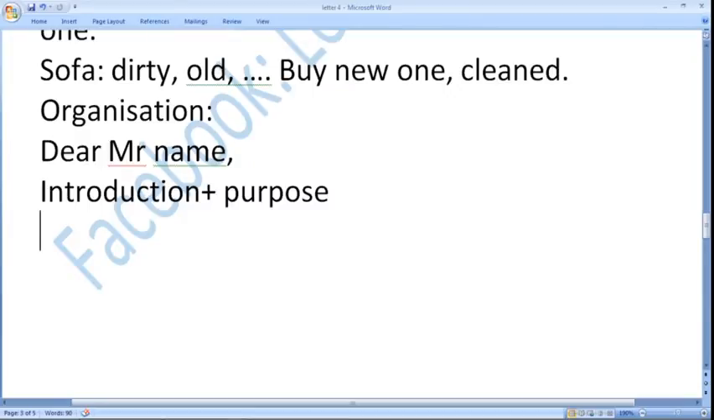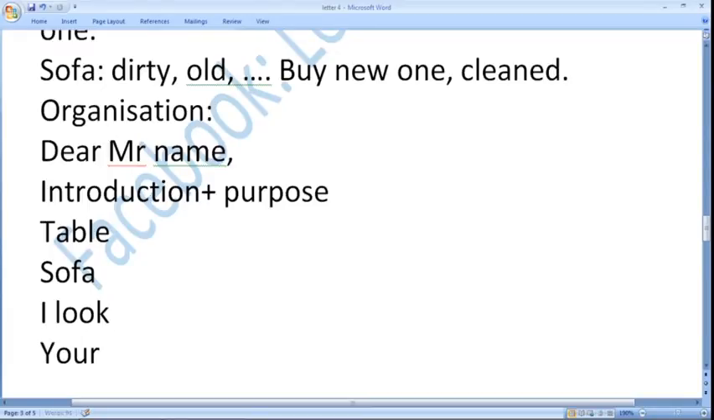Then in the next body paragraph you would write about the second bullet point, and the second and third are related, so we would write about the table in the second bullet point in the first body paragraph, and about the sofa in the third body paragraph. Then I would write a closing phrase, I look forward to, as it is semi-formal. At the end I would write Best regards or Yours sincerely, as it is a semi-formal letter.